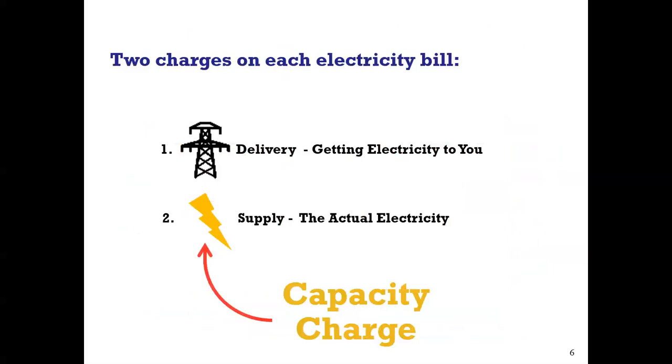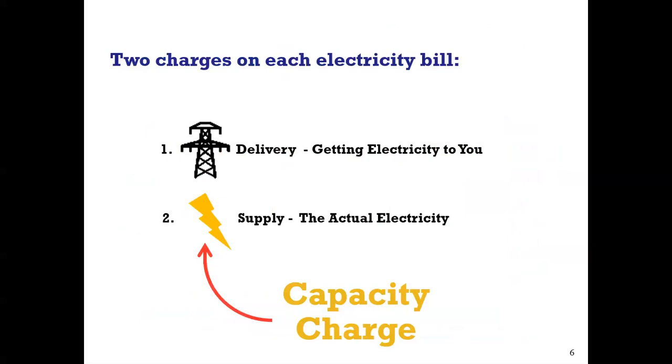When we talk about demand, I'm going to be talking about the capacity charge. The capacity charge is what ISO New England is collecting to pay these generators. On your electricity bill, you have largely two parts. You have the delivery portion of getting the electricity to you. That's the wires and poles that get the electricity to you. And then you have the supply, which is your actual electricity. And it's in the supply portion where the capacity charge sits.